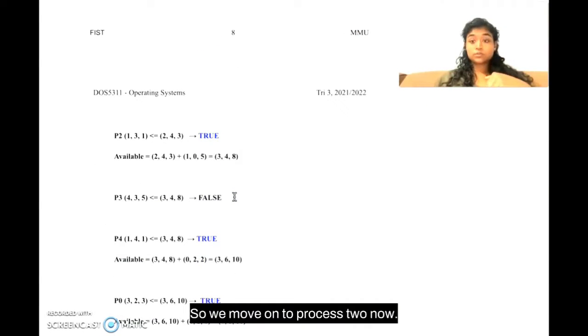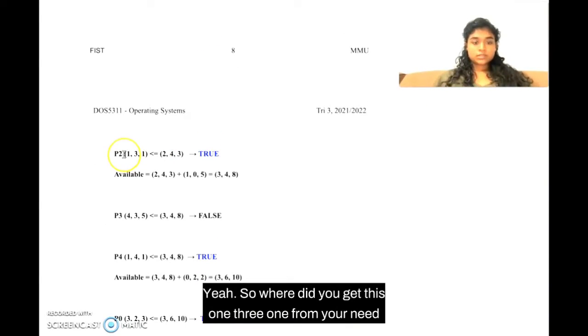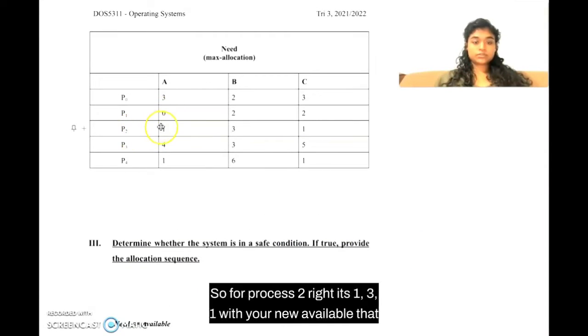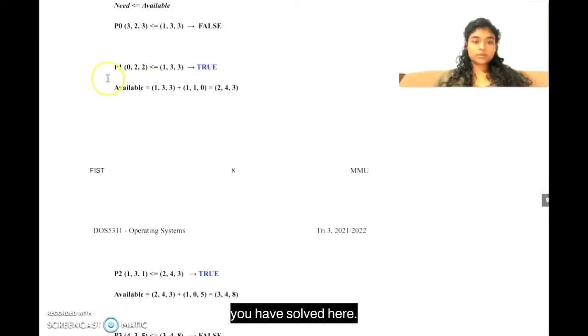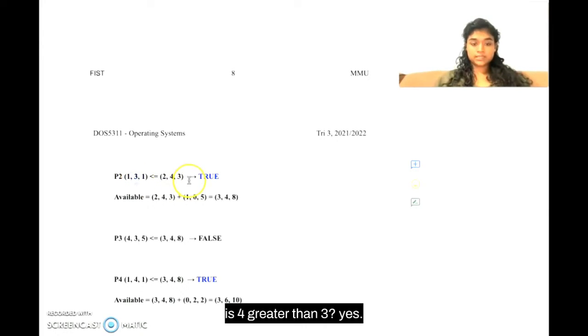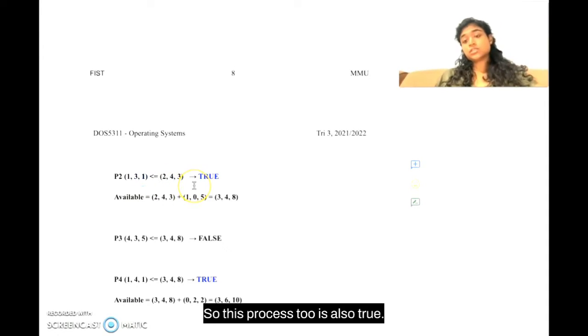So we move on to process 2 now. Where did you get this 1, 3, 1 from? It's your need table. So for process 2, it's 1, 3, 1, with your new available that you have solved here. Okay? So start. Available to need. Is 2 greater than 1? Yes. Is 4 greater than 3? Yes. Is 3 greater than 1? Yes. So this process 2 is also true.